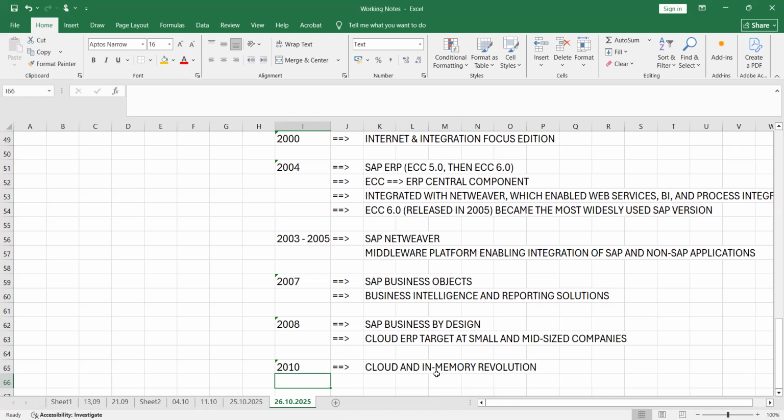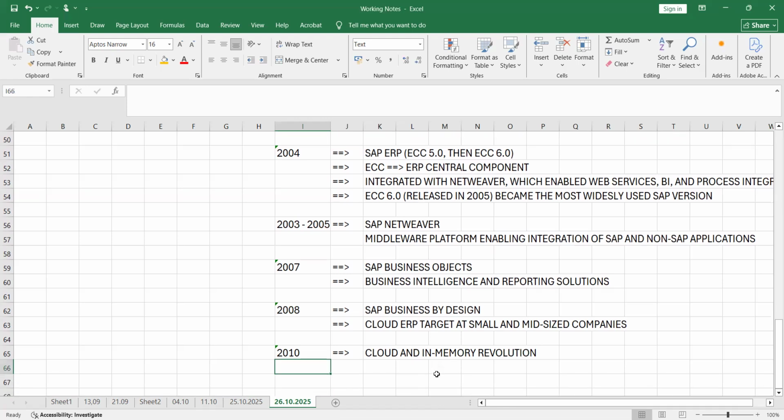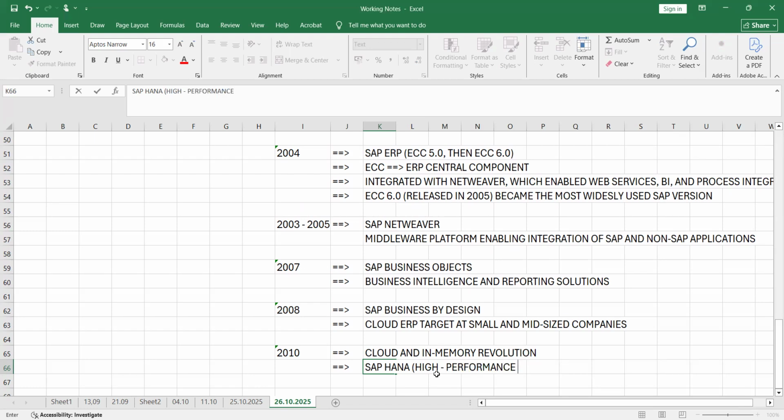And after that, in 2010, they designed their own server. SAP has designed its own server, that is SAP HANA. I'll write here HANA. What is HANA? HANA stands for High Performance Analytic Appliance.